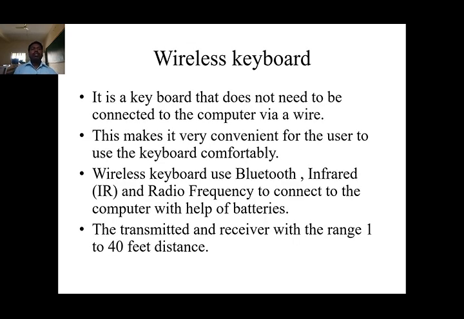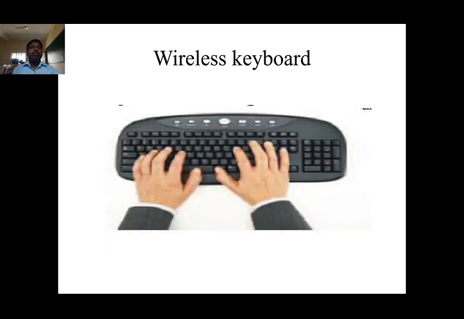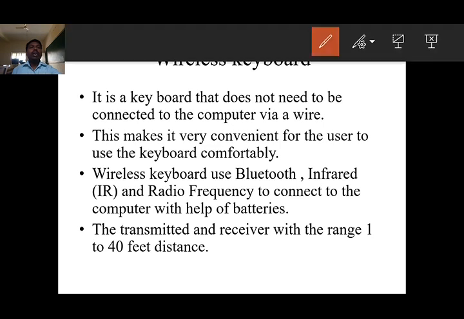Right. Now we are going to see the remaining different types of keyboard. In that, first we are going to see the wireless keyboard. Dear students, generally we connect a keyboard through a wire. But here we are not going to use a wire to connect the keyboard to the CPU. It does not need to be connected to a computer via wire. Via means through a wire. Then how can we connect? We can connect through Bluetooth, infrared, radio frequency and with the help of batteries.